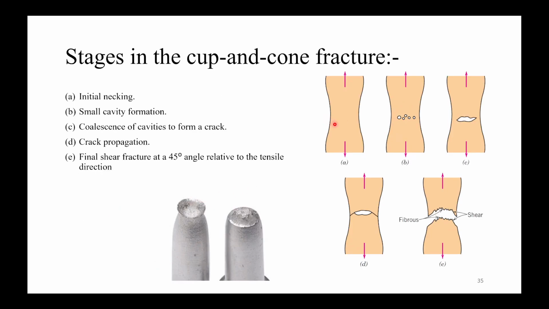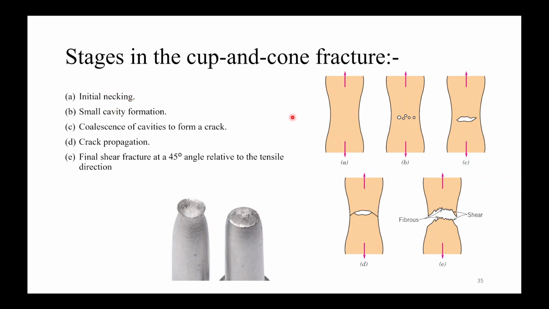Now this is your mixed type of behavior, mainly ductile, which shows cup and cone type of fracture. This is shown in aluminium specimens or mild steels. In this case, there will be initial necking. Necking is what? There will be a very abrupt reduction in cross section when you are performing your tensile testing. So this reduction in cross section is called necking.